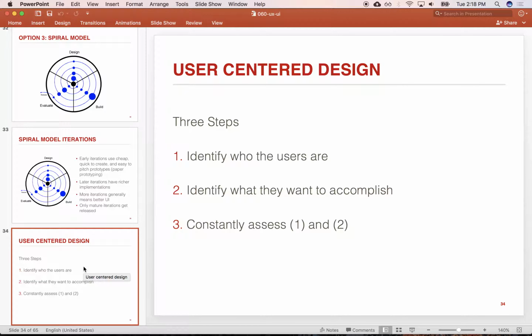Okay. So the first step might be to identify who the users are and try to identify proxies, folks that can stand in place of them, that might have the same demographics, the same background, some of the same culture or context for our target audience. So this is the real user.